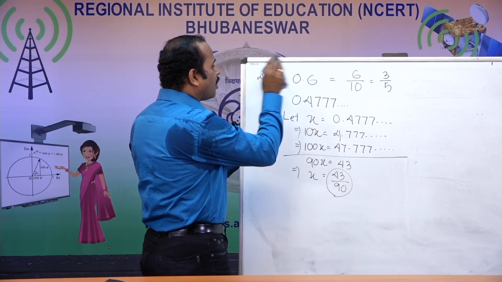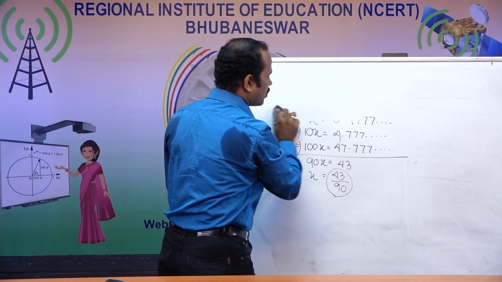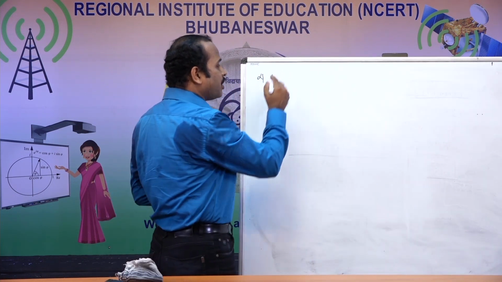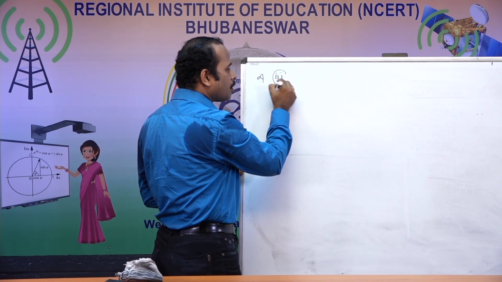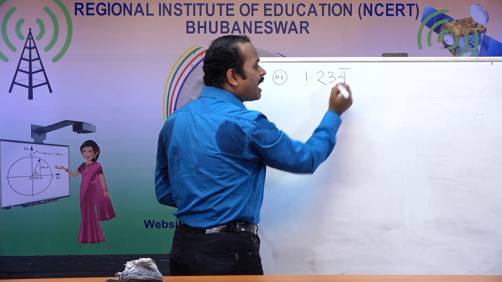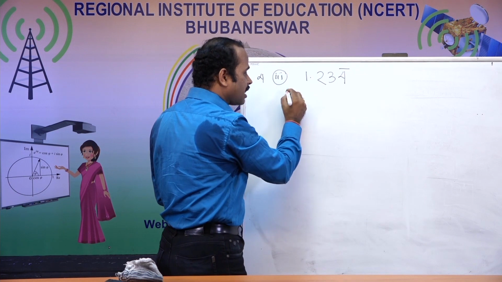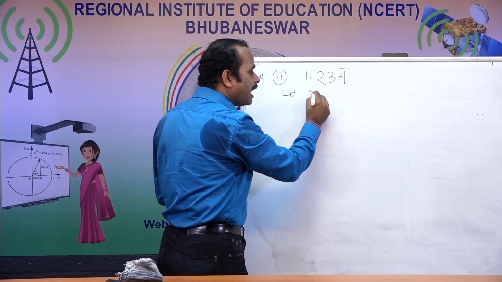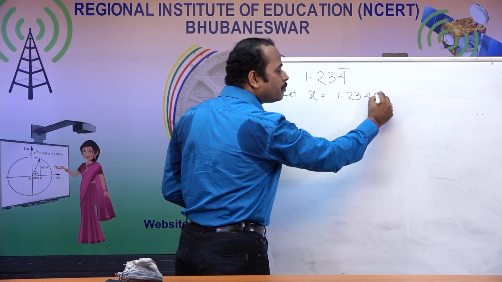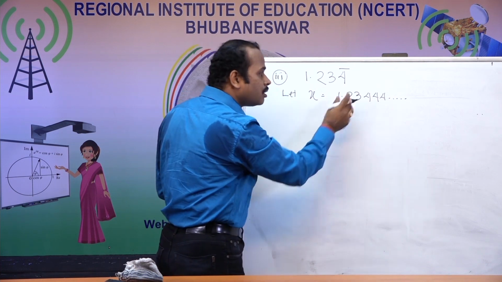So let me rub this first bit. Now bit 3, 1.234. Here bar is on 4. That means this 4 is repeating and 2 places are not repeating. So how to find this? I will again declare let x equal to 1.23444 and so on. How many digits are not repeated? On the other side, 2 digits are not repeated.